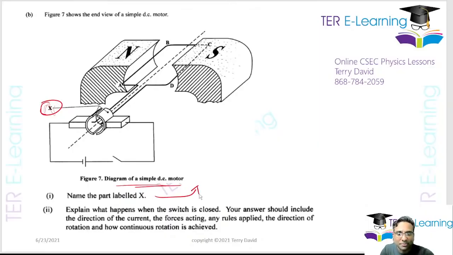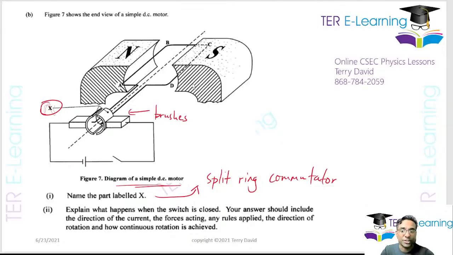The DC motor has something special called a split ring commutator. There's a reason why there's a split ring commutator. This here is what we call our brushes. In any device in your home that uses a DC motor, sometimes you have to replace the brushes because they get worn over time. Those are brushes, and they press against the split ring commutator.